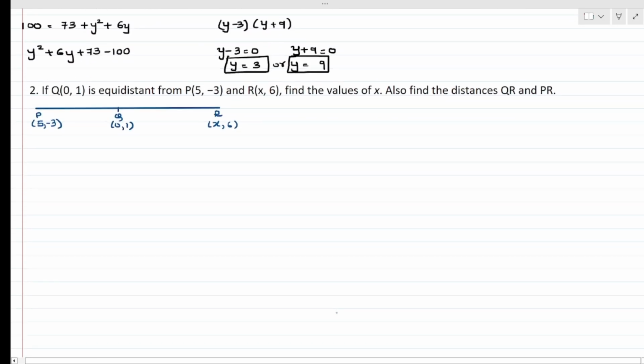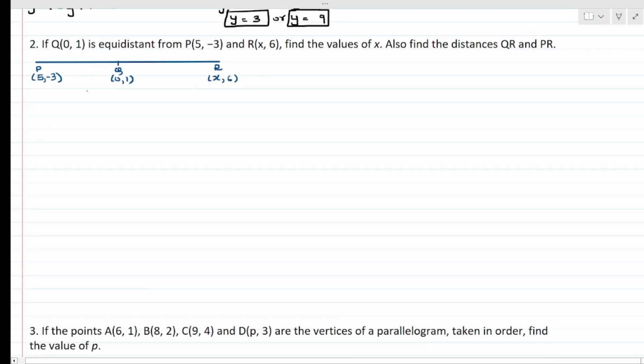Next, we are going to the next question which says, Q's coordinates are 0, 1 and it is equidistant, that means it is at equal distance. That means PQ will be equal to QR; your distances are equal. It is equidistant from P, whose coordinates are 5, minus 3, and R, whose coordinates are x, 6. Find the value of x. Also find the distance between QR and PR.